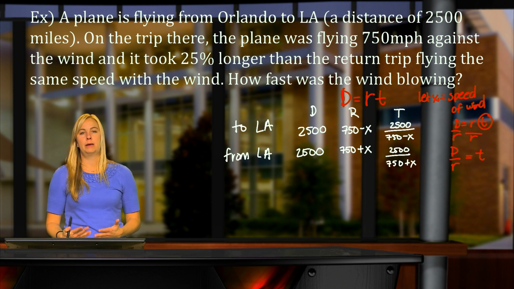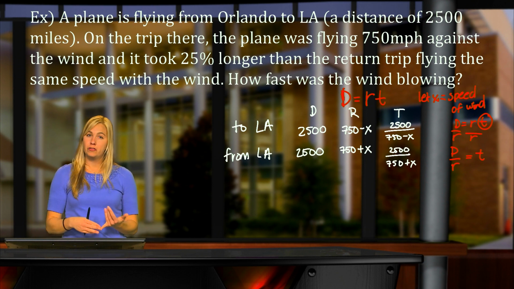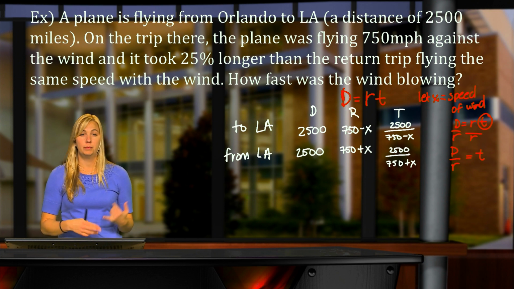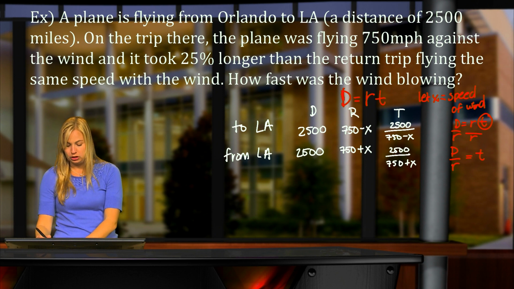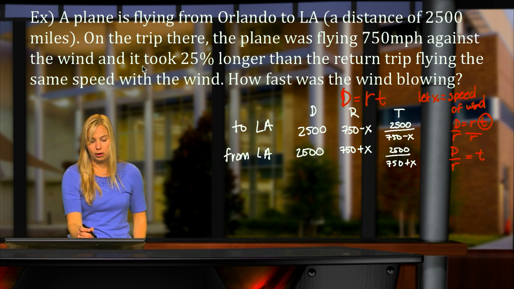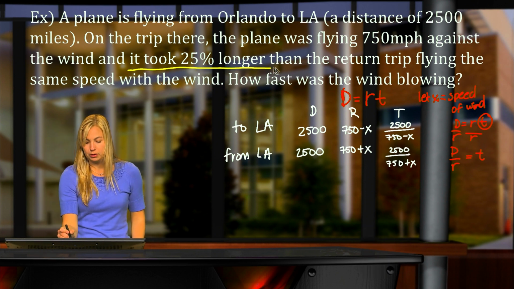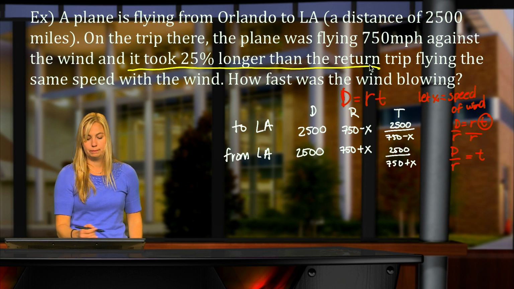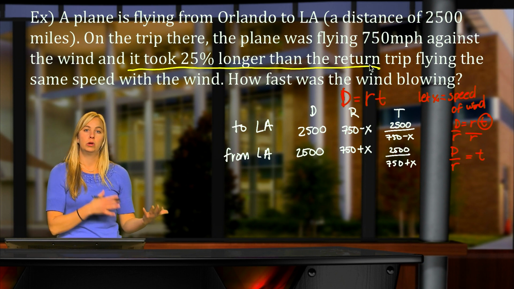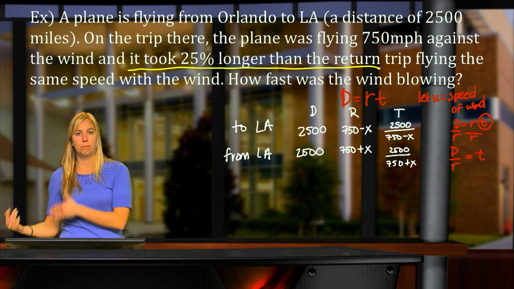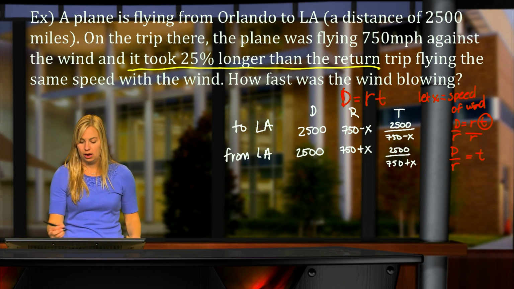Now that we've completed our table, we need to figure out what information we haven't used in the problem and how that helps us set up an equation. The information that we haven't used yet is this part: it took 25% longer than the return trip. So the trip out was 25% longer than the trip back. I'm actually going to write that down.